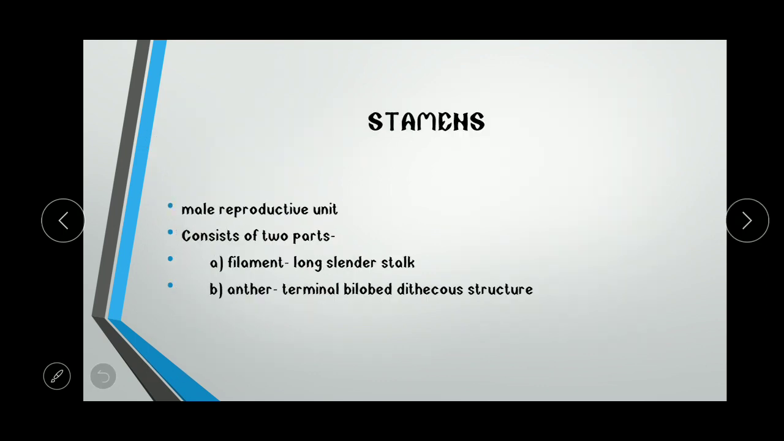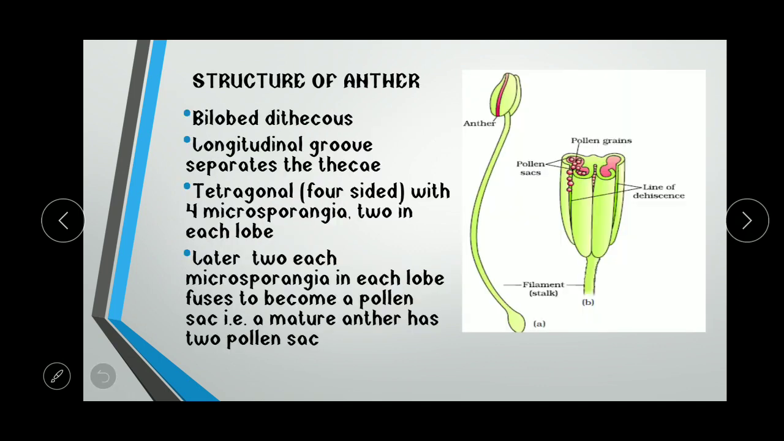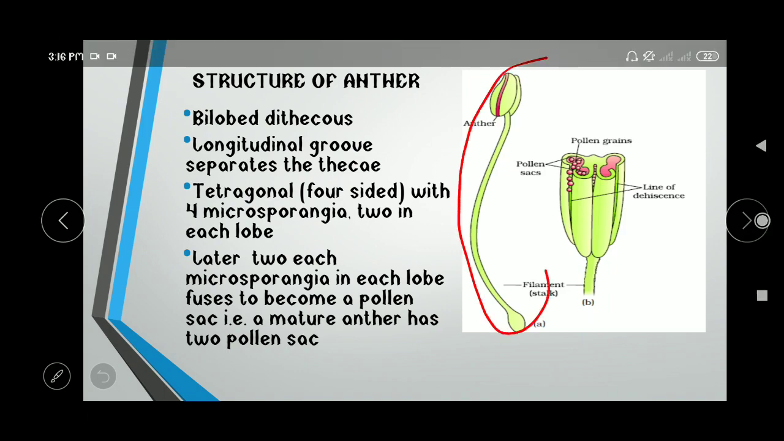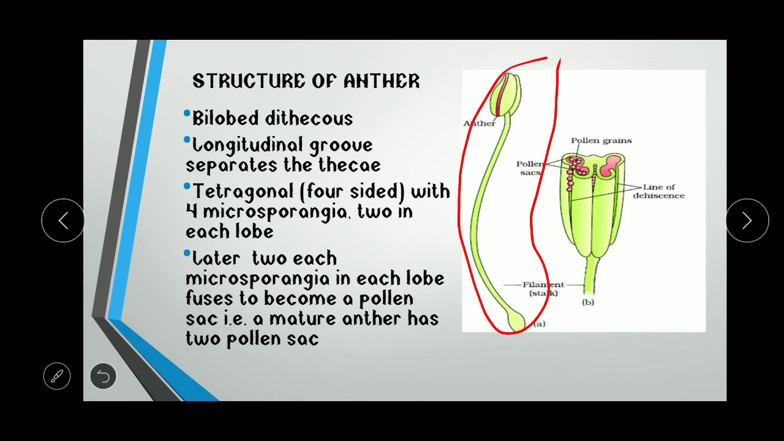Now the stamen is the male reproductive unit, and it has two parts, that is filament and anther. Filament is the long slender stalk, and anther is the typical bilobed dithecous structure. Now the structure of anther: you can see this is the anther, this whole is the stamen, this stalk is the filament. Then you can see the labeling also, filament.